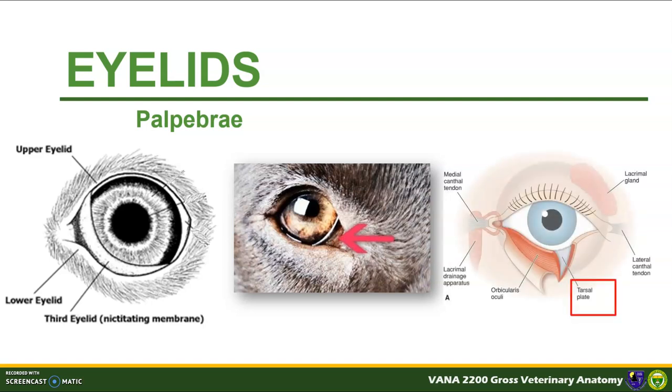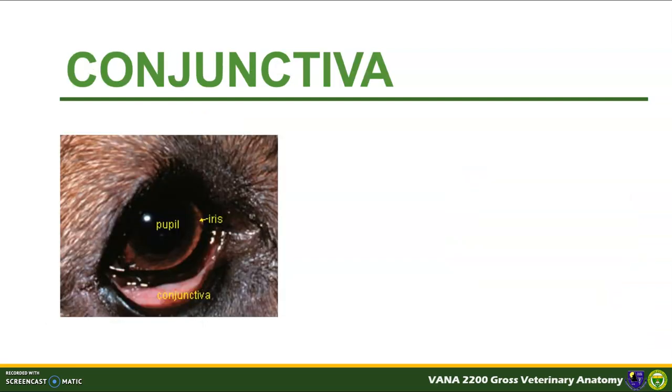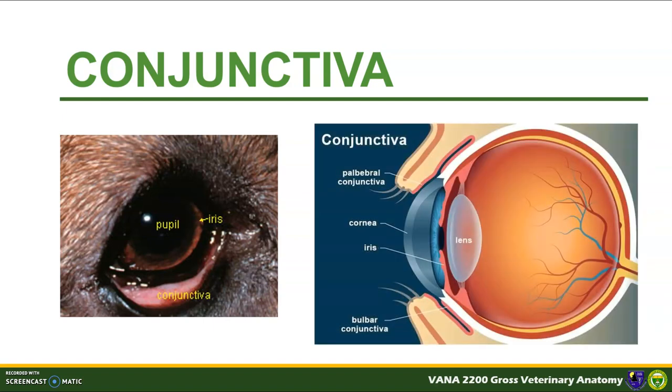The tarsus is the fibrous plate supporting the margin of the eyelid. It contains the tarsal or the meibomian gland that produces an oily substance that prevents evaporation of the eye's tear film. The conjunctiva is a special mucous membrane lining the eyelid and the eyeball. As you can see, here is the location of the conjunctiva. There are two conjunctiva, the palpebral conjunctiva and the bulbar conjunctiva.